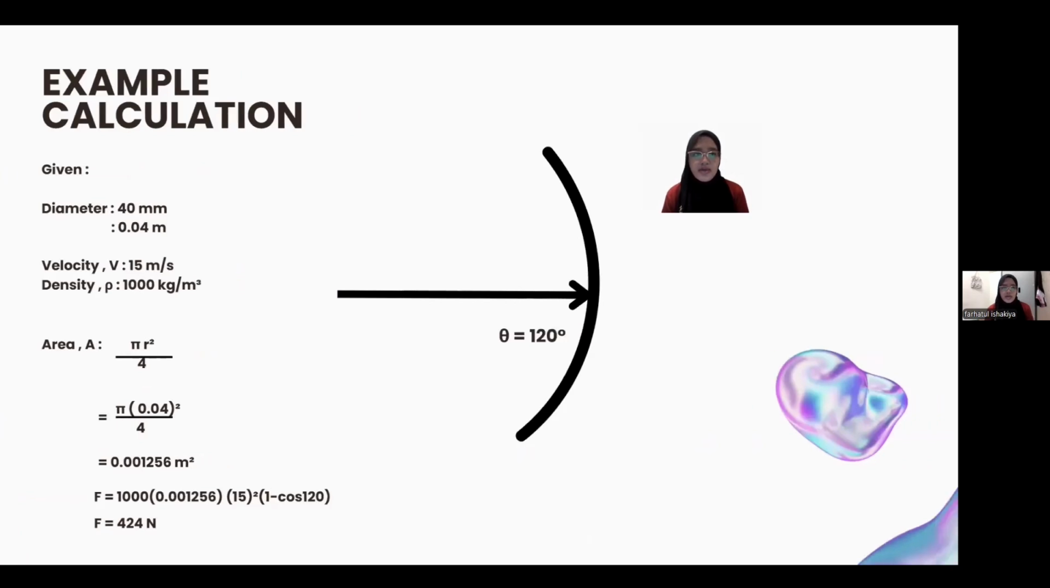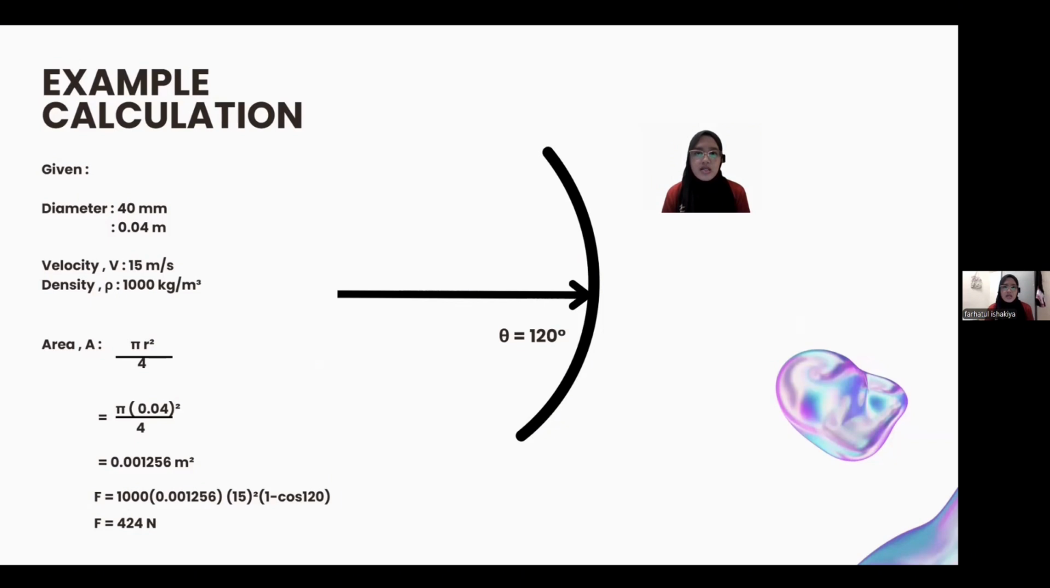Last but not least, we have last example calculation for this subtopic. Given diameter is 40 millimeter, and we will change to meter, and it will be 0.04 meter. Velocity, we have 15 meter per second, and density, we have 1000 kilogram per meter cube. And area, we will use pi times 0.04 square over 4, and we will get 0.001256 meter square.